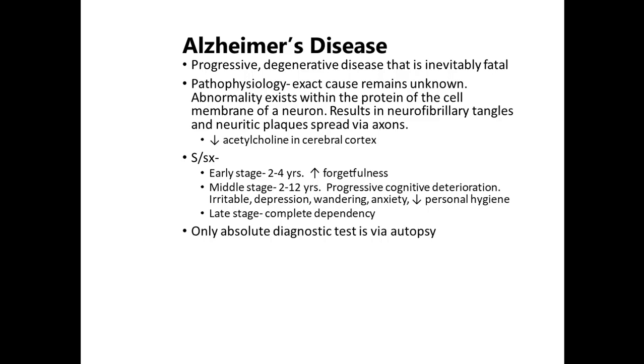Pathophysiology: the cause is really unknown, but there's an abnormality in the neuron. There are what are called neurofibrillary tangles and neuritic plaques that are found in the brain at autopsy. There's no way to test prior to death if it's Alzheimer's, but after they die and an autopsy is performed, they'll see these neurofibrillary tangles and neuritic plaques. That's basically the only diagnostic for Alzheimer's.